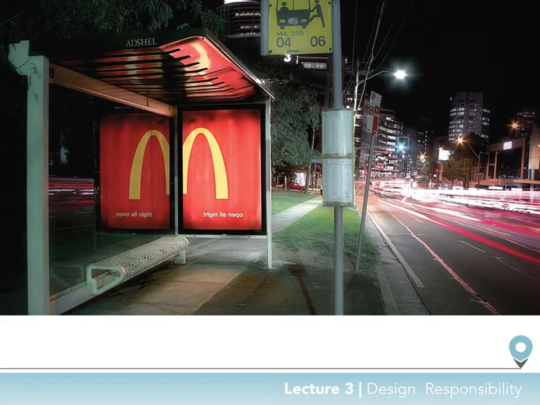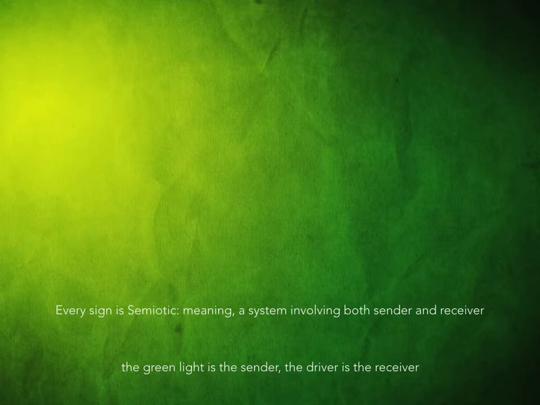Animate and inanimate objects may serve as signs as well, and for any sign, there may be several interpretations. In the simplest sense, a sign is something that substitutes or represents something else. For example, in the context of driving a car, a green light signifies go.